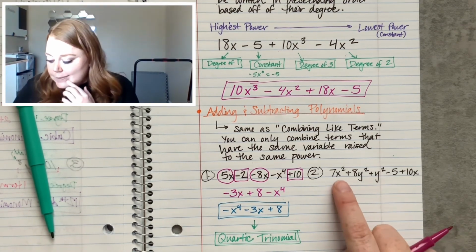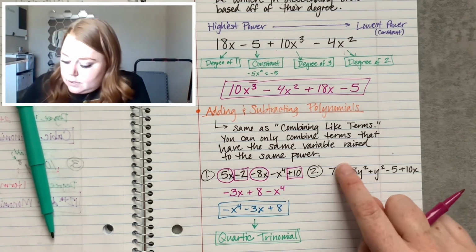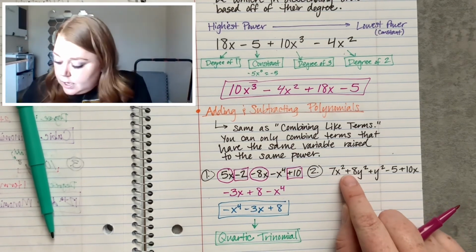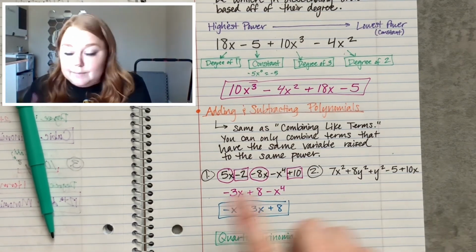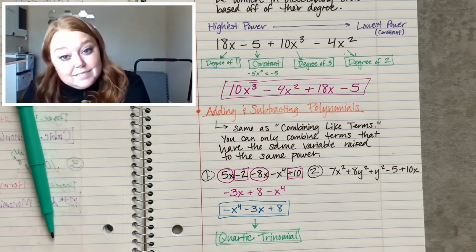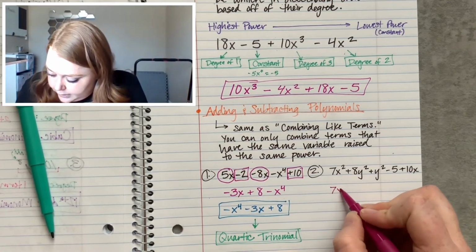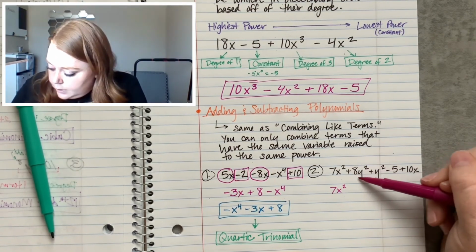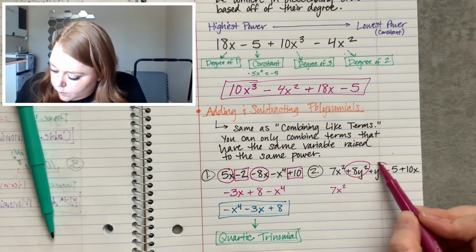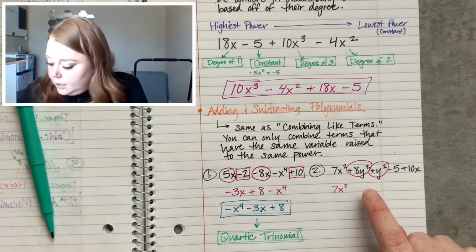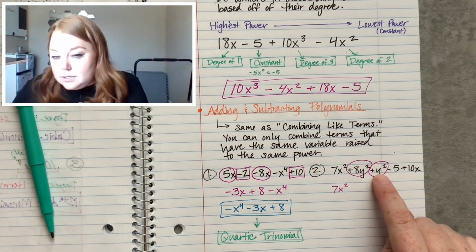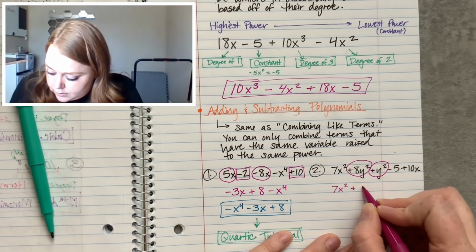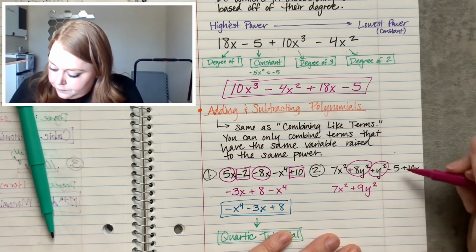So for combining like terms, I'm going to just start left to right. 7x squared. X squareds can only be combined with x squareds. So I see some y squared, not the same variable. I see an x, doesn't have the same power. So I'm just going to drop that guy down because he did not combine with anybody. Okay. Y squareds can go with y squareds, right? So this is 8y squared. This is like 1y squared. So you add the coefficients together. 8 plus 1 is 9. So that's positive or plus 9y squared.